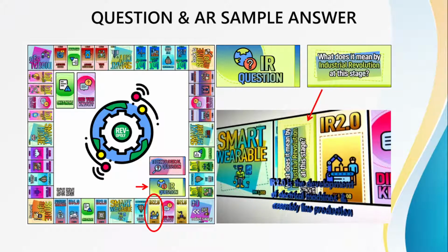To check the answer, this question card needs to be aligned next to the IR 2.0 section on the board. Then, scan it using the phone for example, and the answer will appear as AR in 3D as shown here.